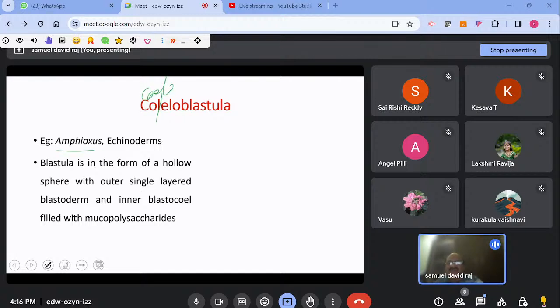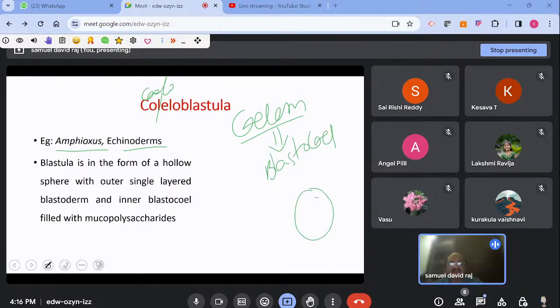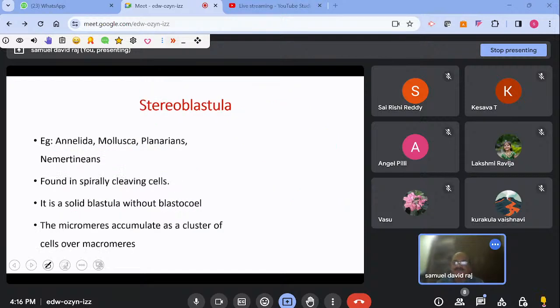It is seen in Amphioxus and echinoderms. The name itself says the blastula is with a coelom. Here coelom corresponds to cavity. That cavity is nothing but the blastocoel. So when the blastocoel is surrounded by a single layer of cells, that is the blastoderm, which is also called ectoderm by later scientists, this is called the coeloblastula. The blastula is in the form of a hollow sphere with an outer single-layered blastoderm and an inner blastocoel filled with mucopolysaccharides, that is coeloblastula.